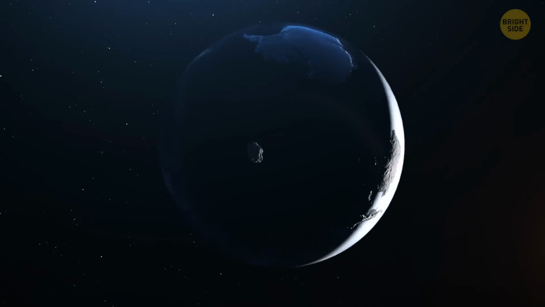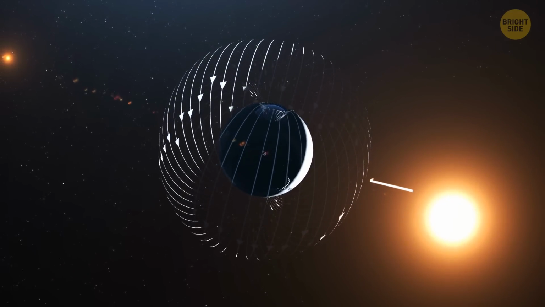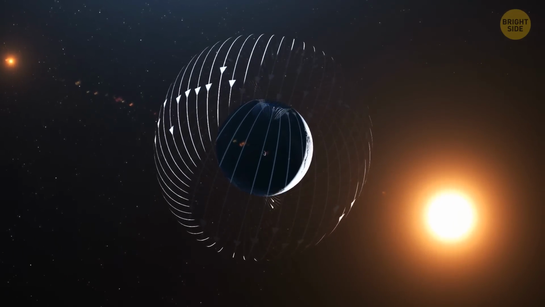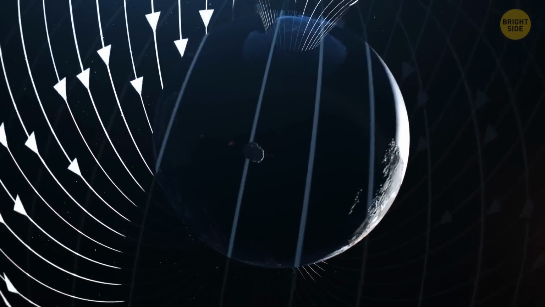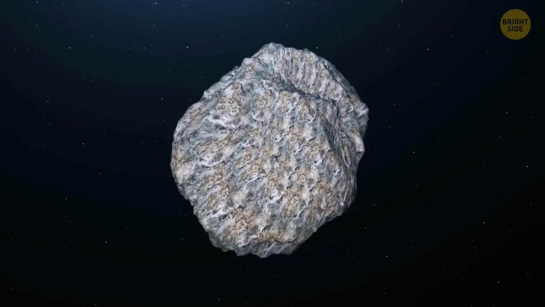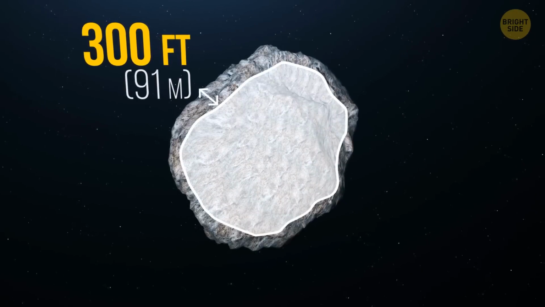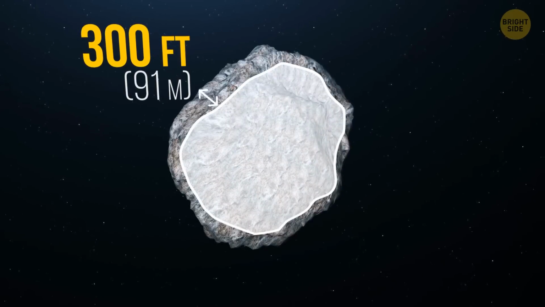When you're on Earth, the planet's strong magnetic field and atmosphere protect you from solar flares and cosmic radiation. But asteroids don't have such a defense mechanism. It must be another reason why colonists live under the surface. Burrowing at least 300 feet deep inside the asteroid is enough to shield the colonists from radiation.